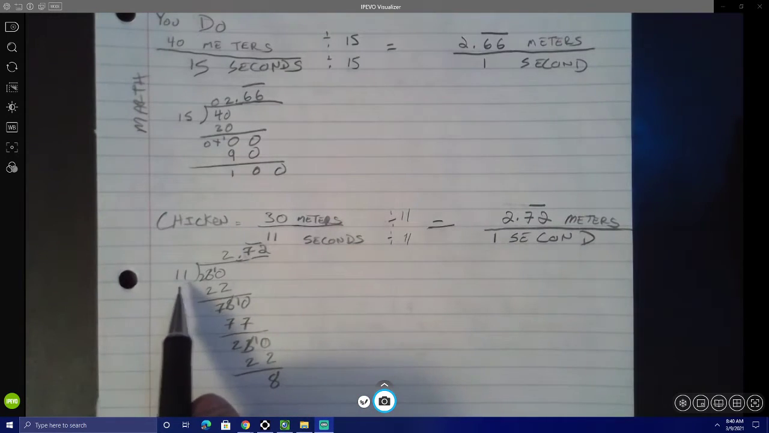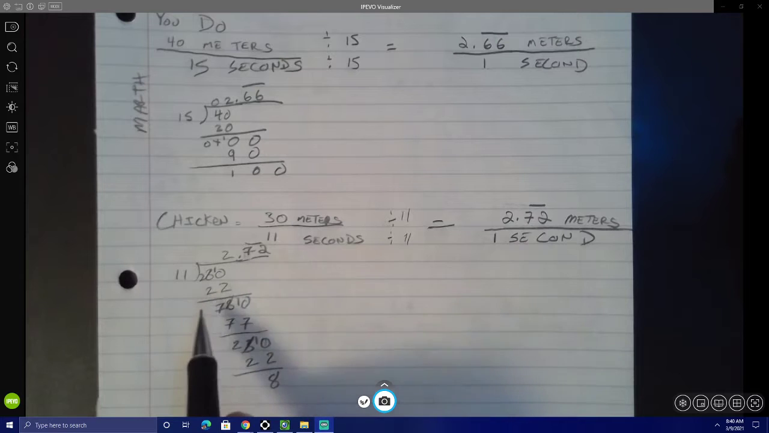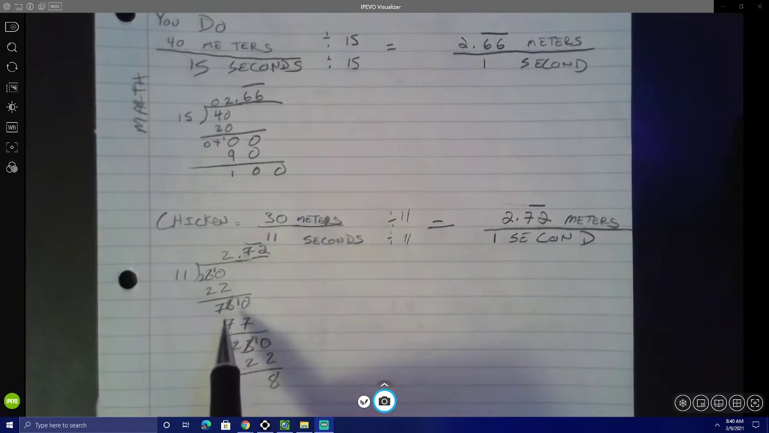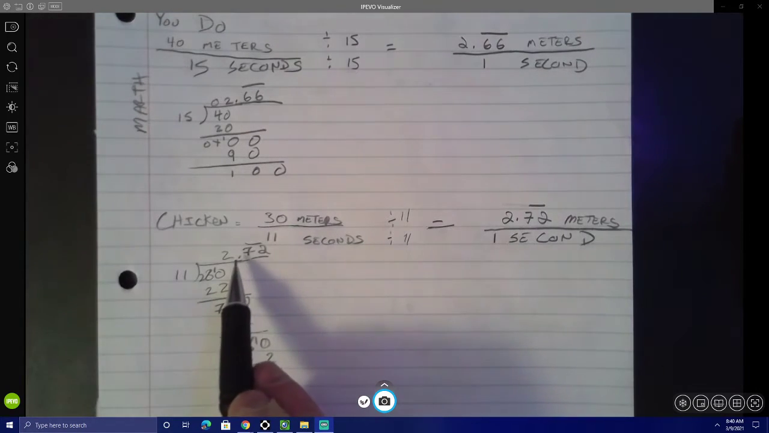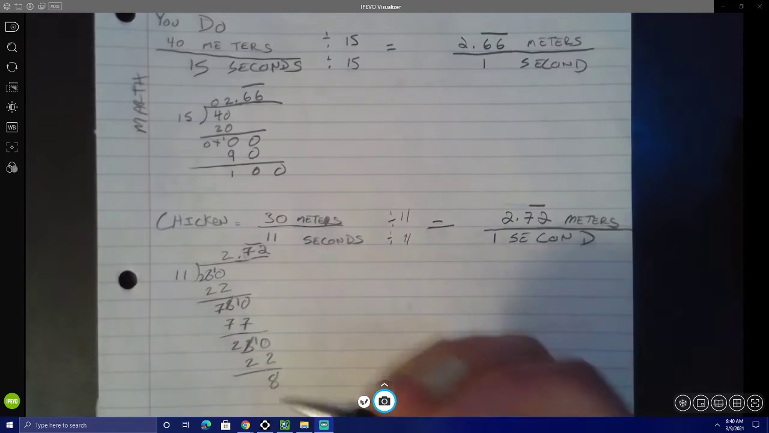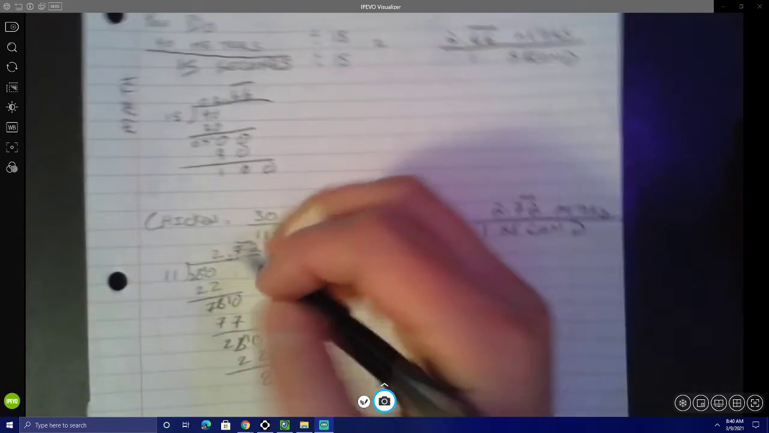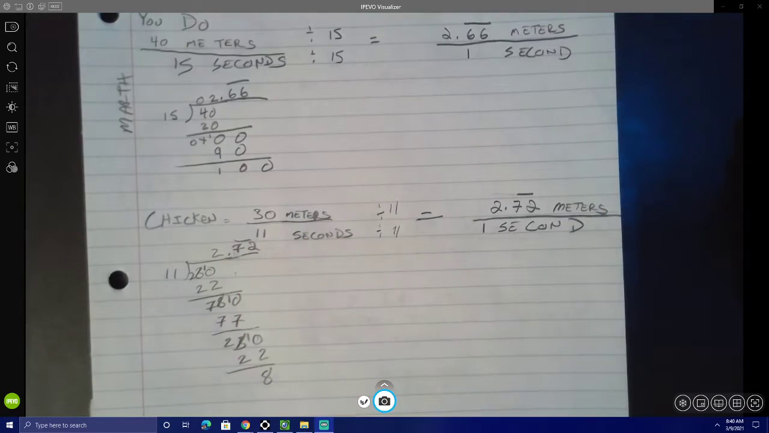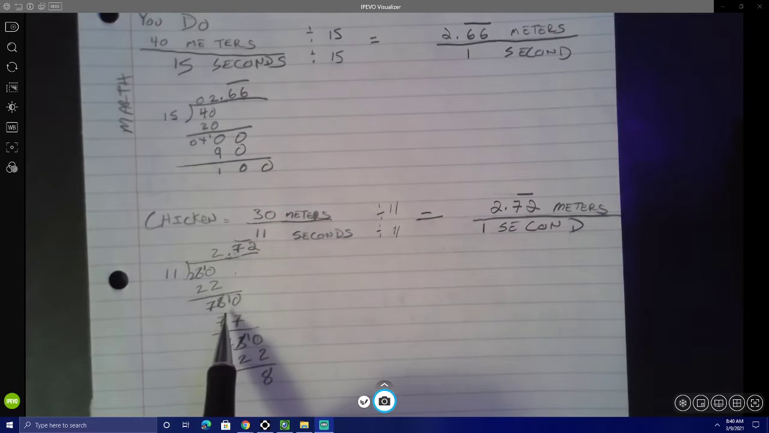I know 11 can't go into 3, but I know 11 can go into 30 two times. I get 22. I get a remainder of 8. I had to put a decimal and bring down a 0. So I know 11 can go into 80 7 times. When I get 80 minus 77, that leaves me with a remainder of 3.